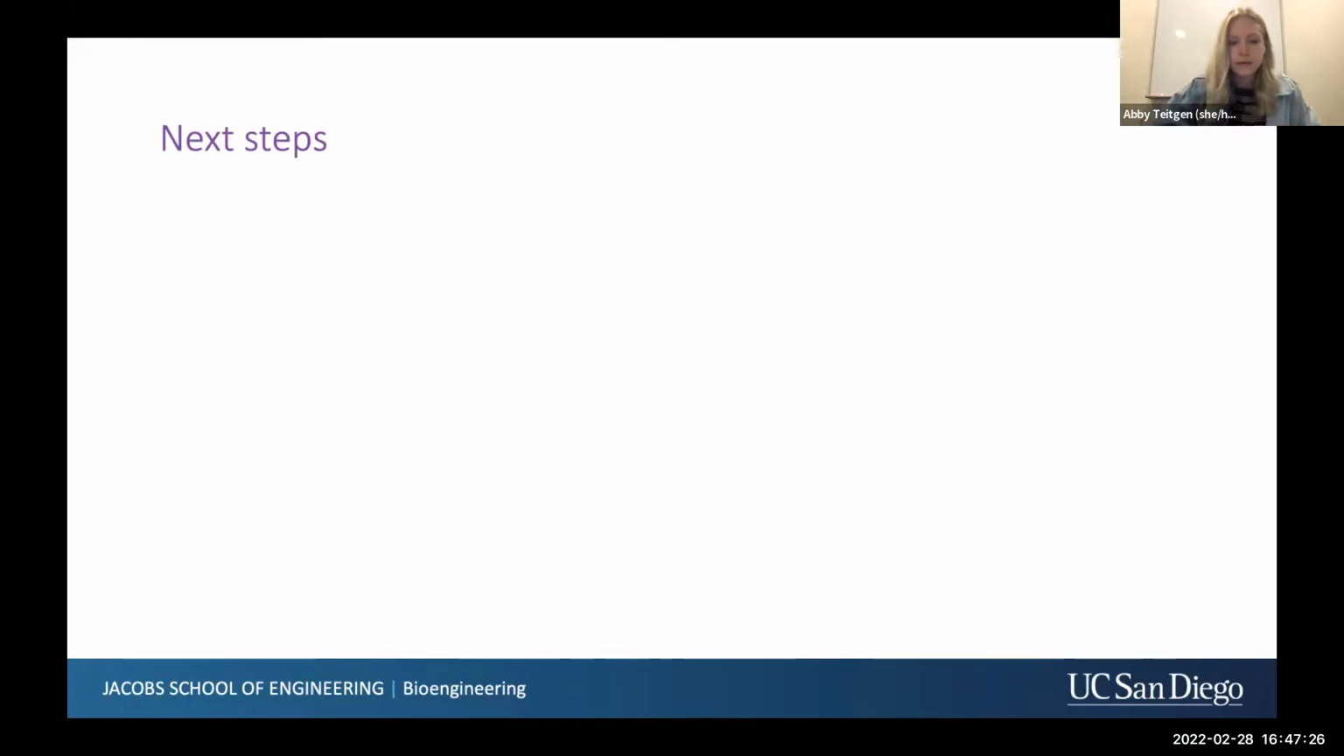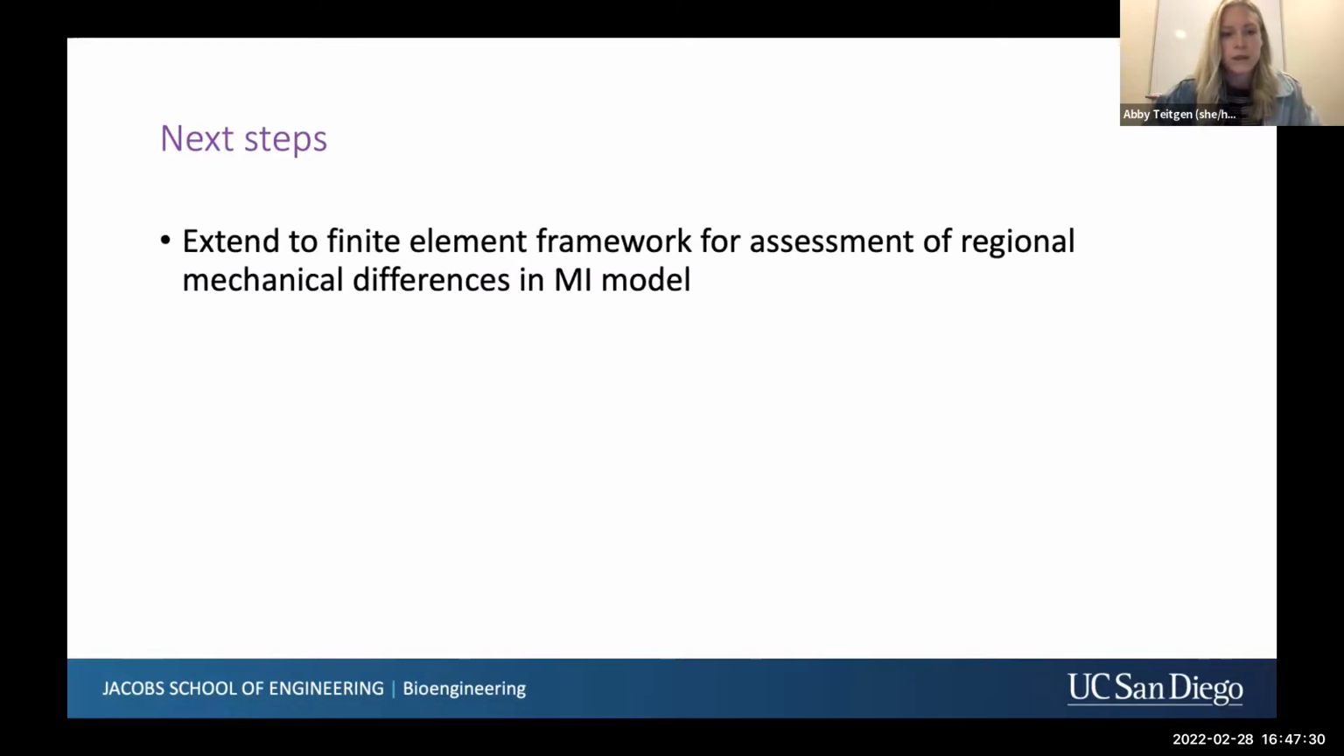So in terms of next steps, there are a number of things that I think would be really interesting to do. One thing would be to extend this to a finite element framework, so we could look at things like regional differences in mechanics. And we also have some data on using dATP in a myocardial infarction model. So that could be interesting.